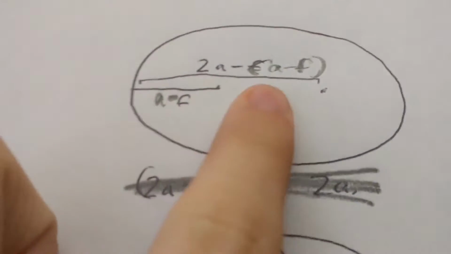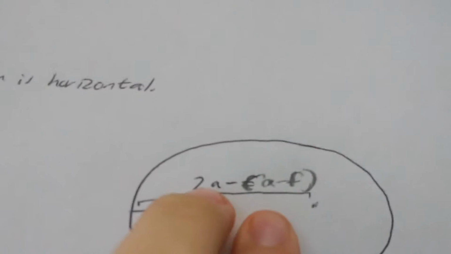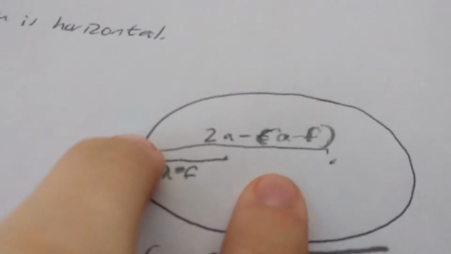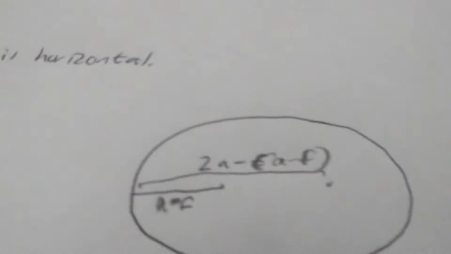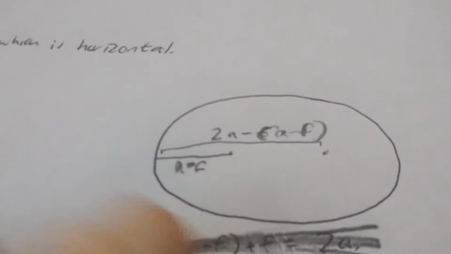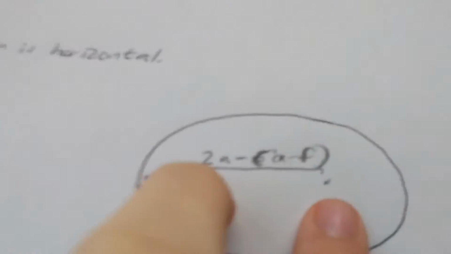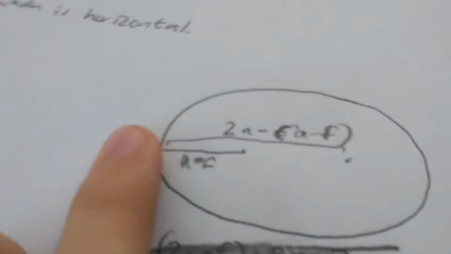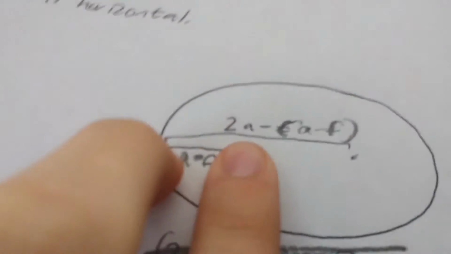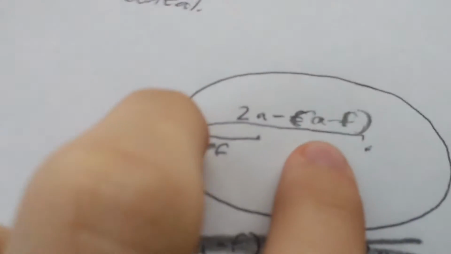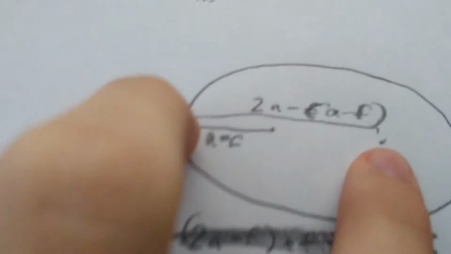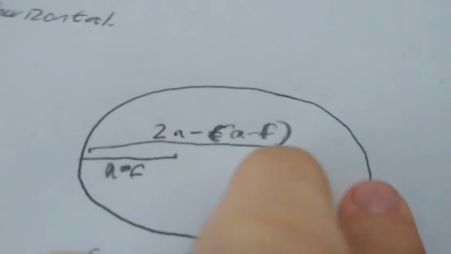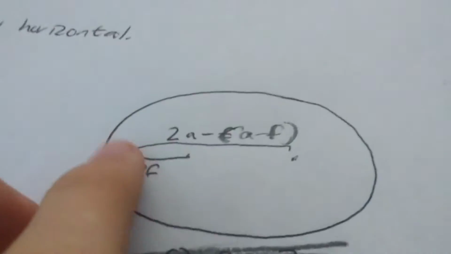Given that this center is 0, 0, and this length is f, and this length is a, let us define an ellipse as the locus of points for which the sum of the distances from the two foci are equal. So let's pick a vertex. This is going to be a minus f, as we established that this is a and that this is f. And this is going to be 2a minus f. Add those things up together and we get 2a.